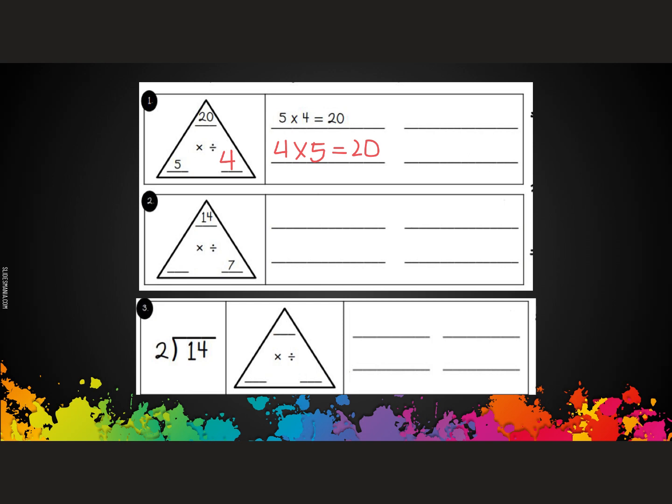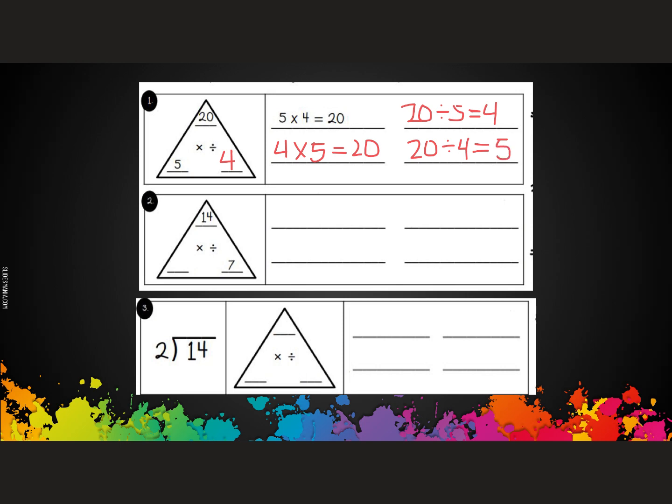But not only can we multiply for these numbers, we can divide for them. If we flip them around, we could do 20 divided by 5 equals 4. So we're using our math facts in the opposite direction. 20 divided by 4 this time equals 5.